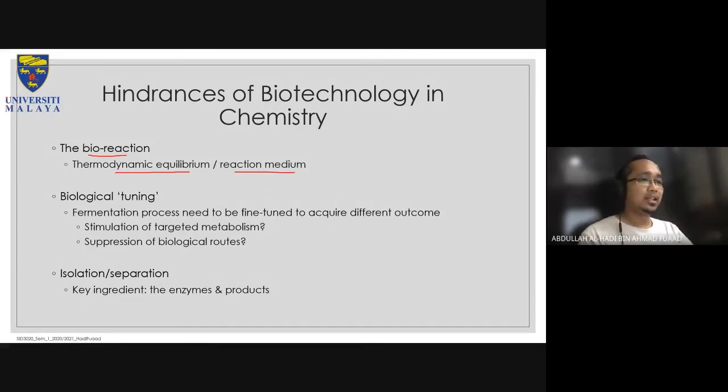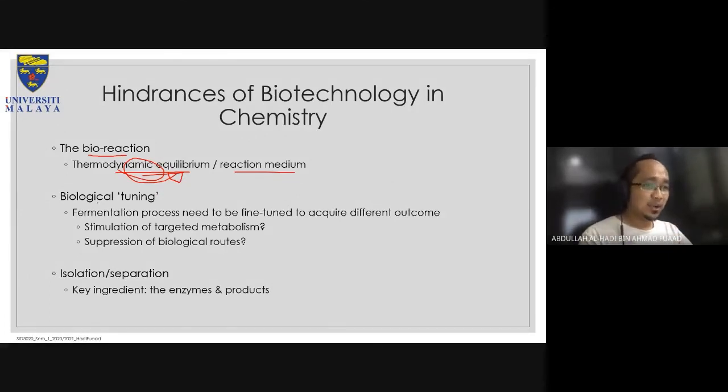And it's always thermodynamic equilibrium, because you're using an enzyme or a cell. You cannot heat up your reaction to say 200 degrees Celsius. It doesn't work. Or you cannot run your reaction at 0 degrees Celsius. Well, there is a chance that it will work depending on what kind of bacteria you use. But generally, there are limitations.